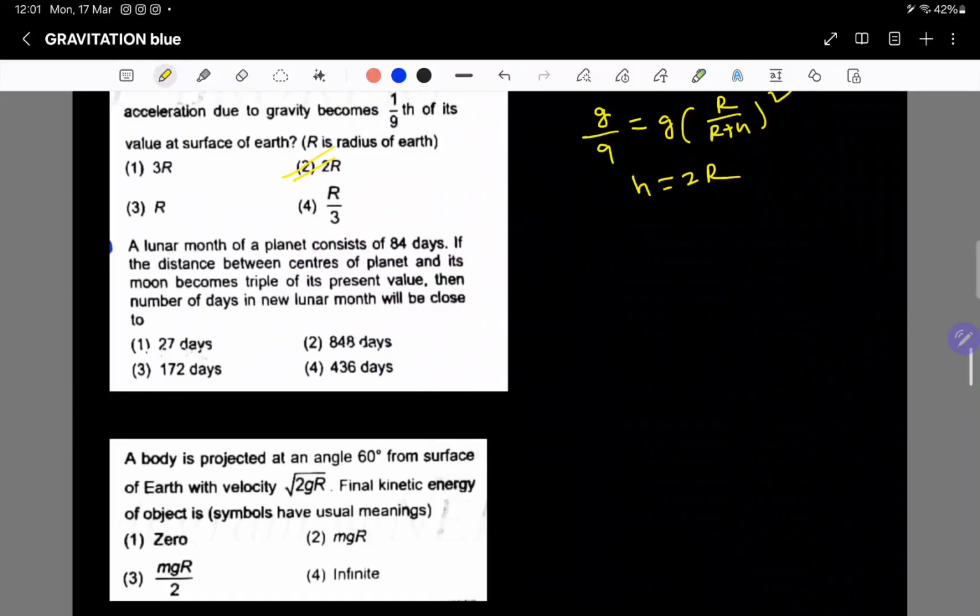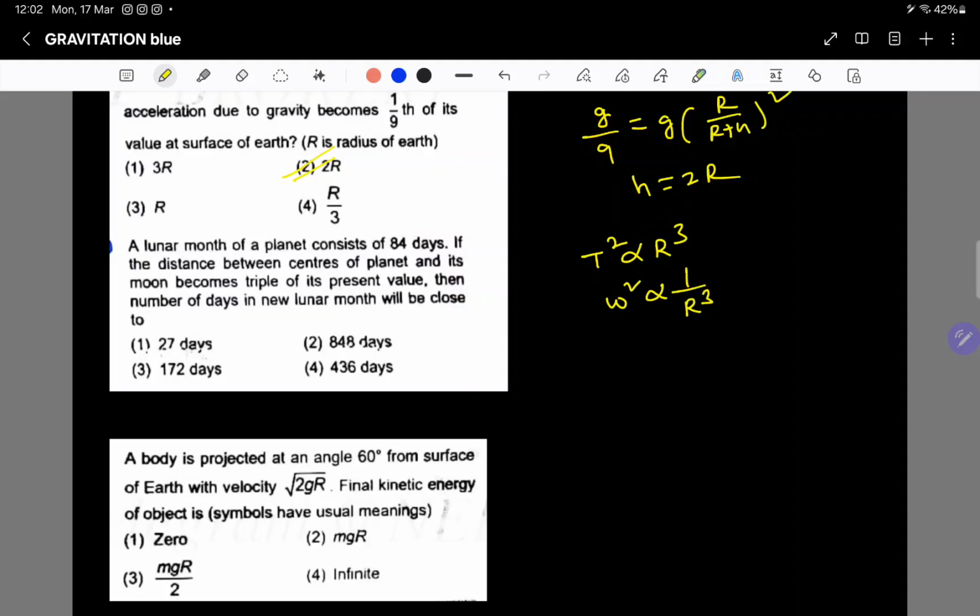Next, a lunar month of a planet consists of 84 days. If the distance between the centers of the planet and its moon becomes tripled, then the number of days, actually T squared, is directly proportional to r cubed. The T and omega relation: T is inversely proportional to omega, T equals 2 pi by omega. That means omega squared is inversely proportional to r cubed.